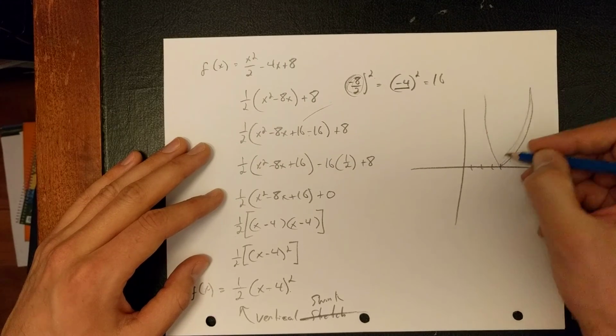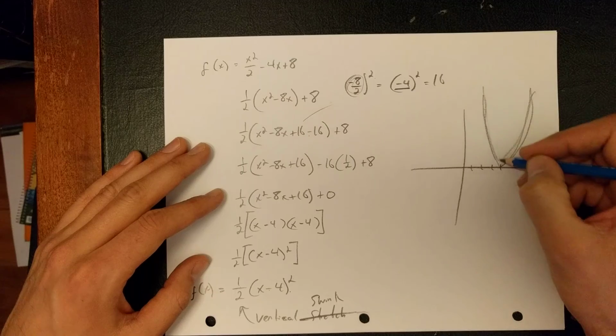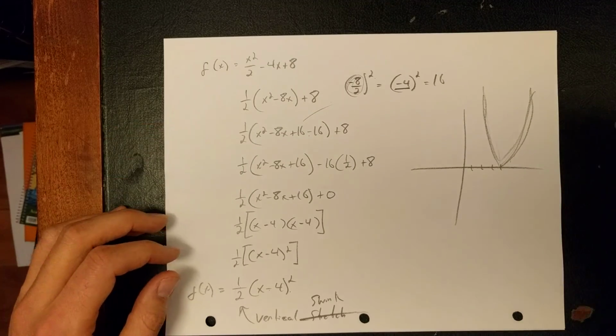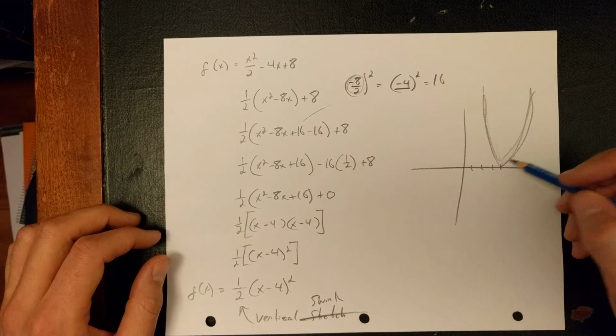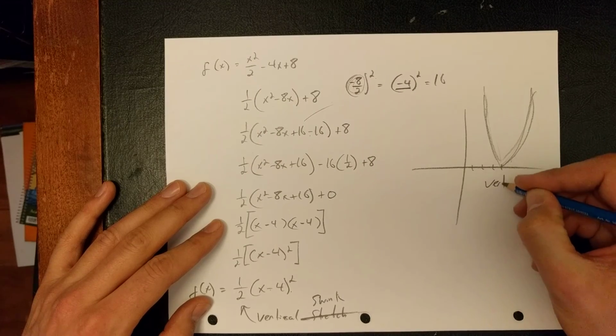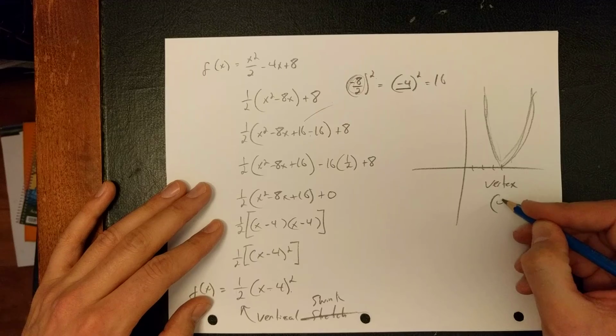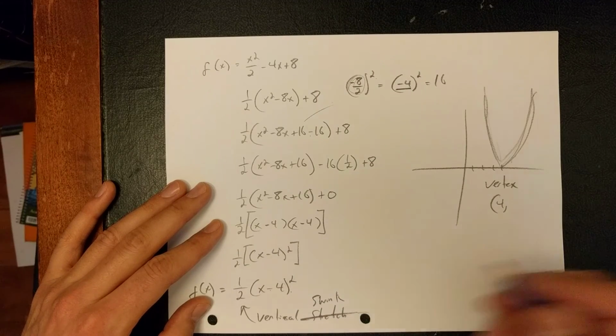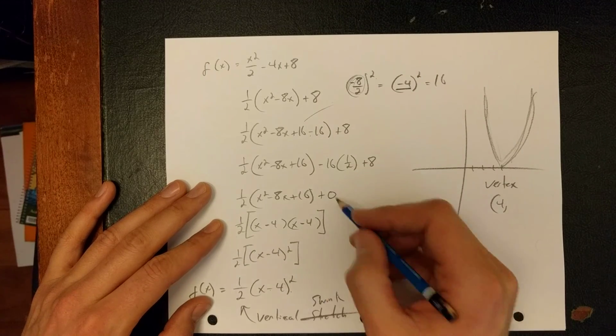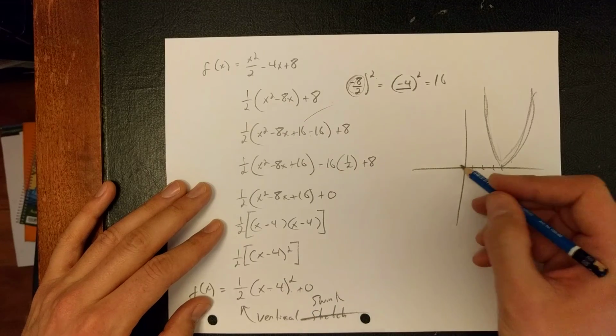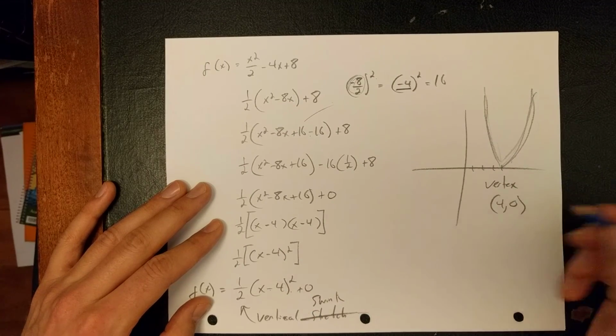It's going to be a little bit shrunk vertically because of the 1/2. But the important thing is that your vertex, which is what we're really after here, is just going to be 4. And we're not doing any vertical transformations, right? So this is really plus 0, so we're not going up or down at all. So it's just 4 and 0.